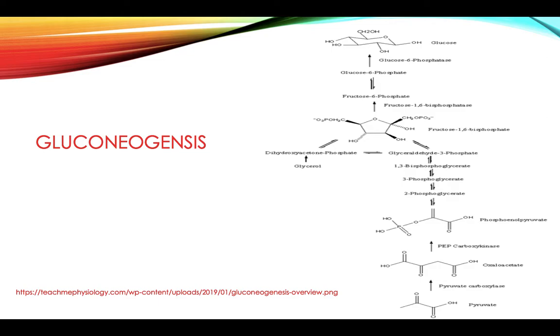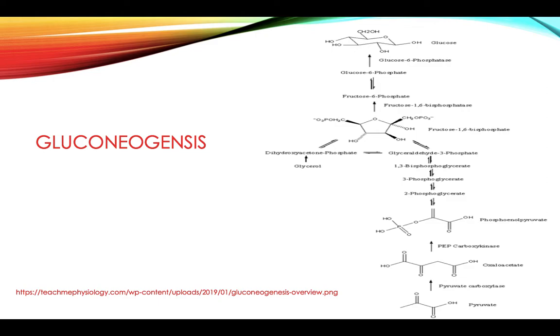Another reason this occurs is to support the brain. We know the brain relies primarily on glucose to function. Long-term fasting in an organism would cause the brain to rely on ketone bodies if need be. So with these two reasons, our blood glucose levels and brain fuel, we can see the importance of gluconeogenesis.